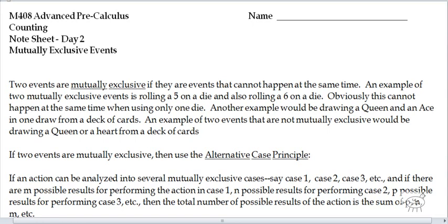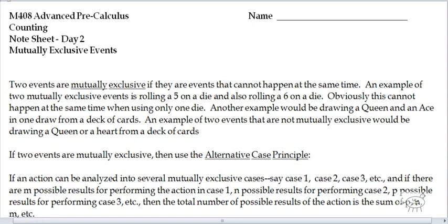An example is rolling a 5 on a die and also rolling a 6 on a die. You can't roll a 5 and a 6 with the same roll on one die. Another example would be drawing a queen and an ace in one draw from a deck. There's no queen-ace card, right? It's just a queen or an ace.